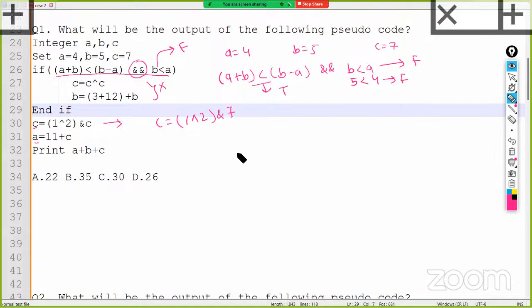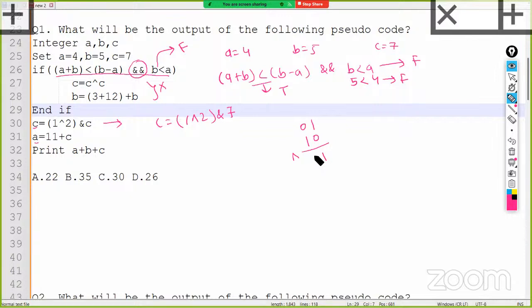Now 1 XOR 2. What is the binary of 1? 1. What is the binary of 2? The binary of 2 will be 0 1. And here, as we don't have any digit, I'm going to add 0 here. If you find the XOR, tell me, what is the XOR of 1 and 0? 1, 1, 1. And the XOR of 0 and 1 is what?